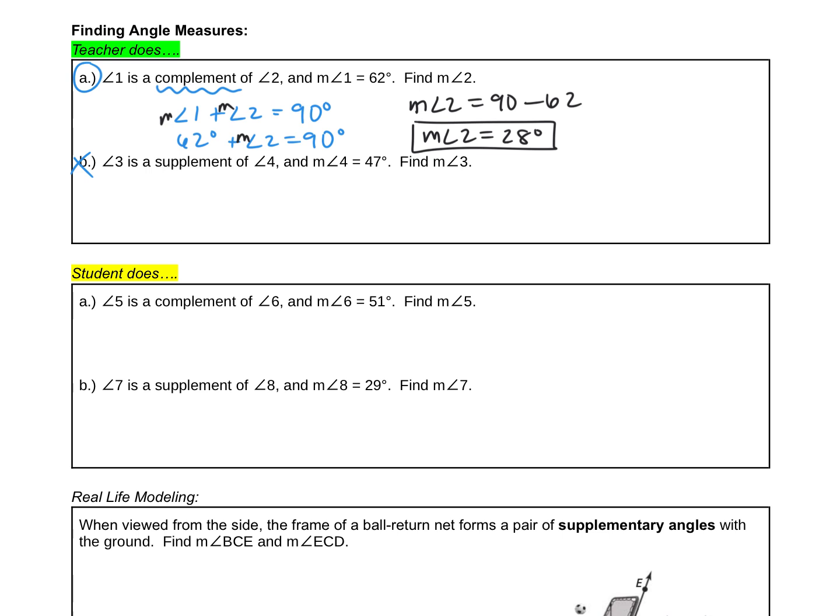Okay, let's keep going. A, we are finding the measure of angle 5. Charlie, what did you get? 39. Thank you. 39 degrees, because the angles add up to 90. And then finding the measure of angle 7. Kala, what did you get? Okay, can you give me some ideas now?